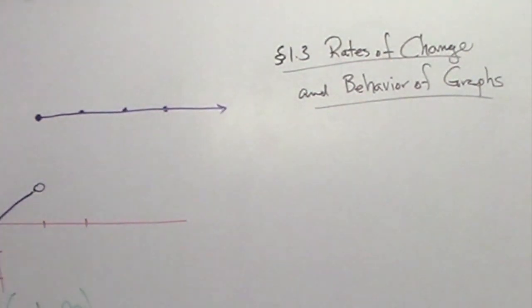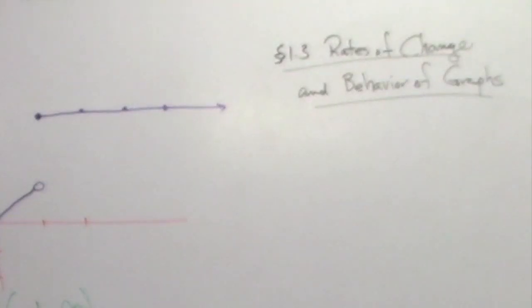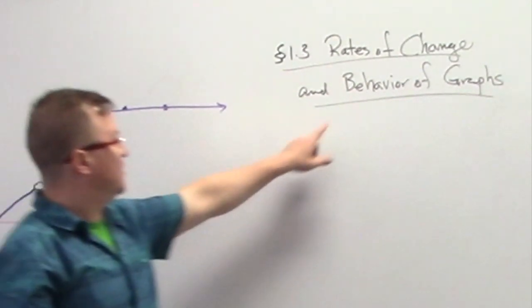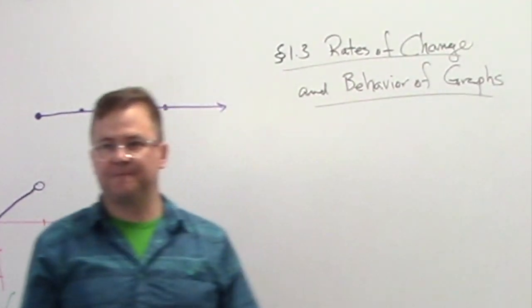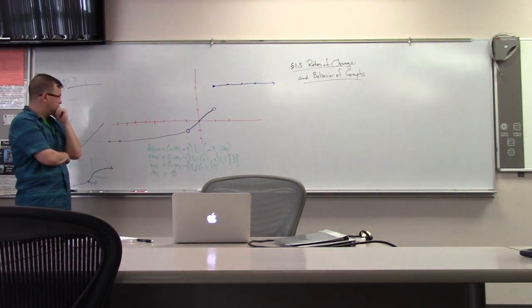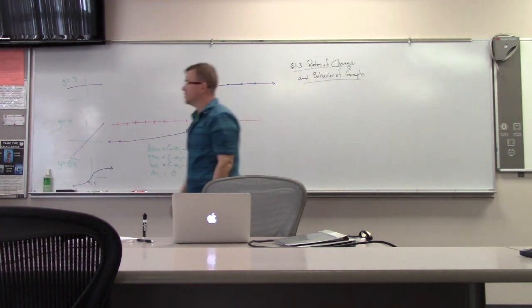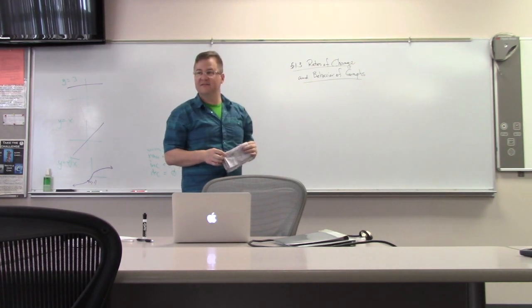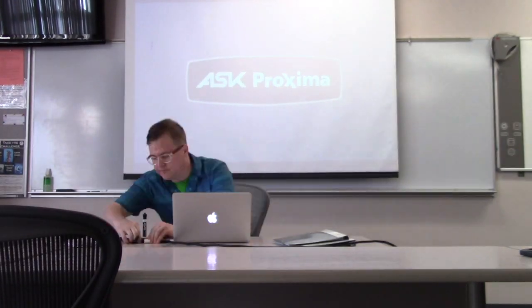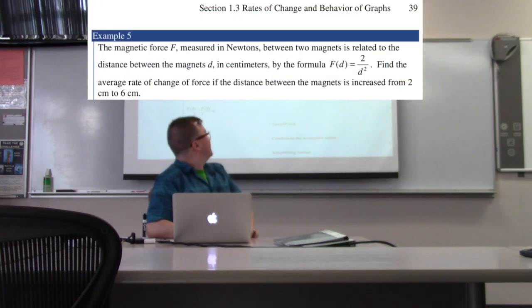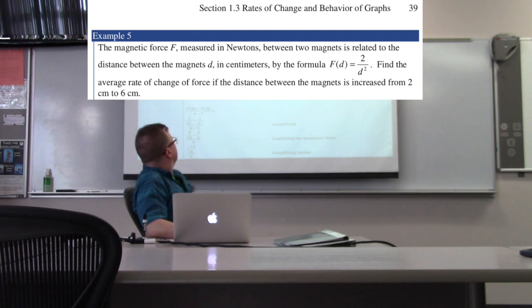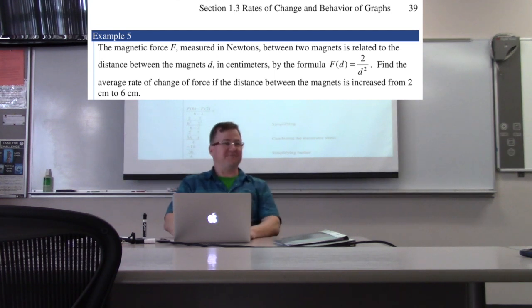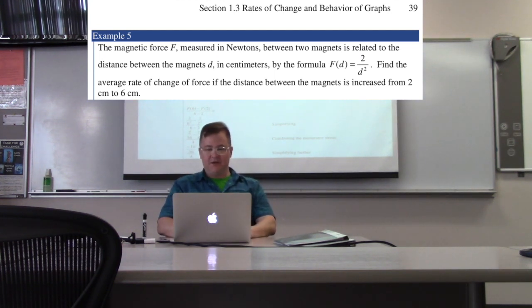I've already jumped ahead of 1.3. When we were talking about increasing and decreasing, these are terms that we use to describe the behavior of a graph. This is coming from the textbook on page 39, example 5. Is the page 39 example the same in your edition? I don't think anybody has the physical book with them today. That's fine. It's right here.